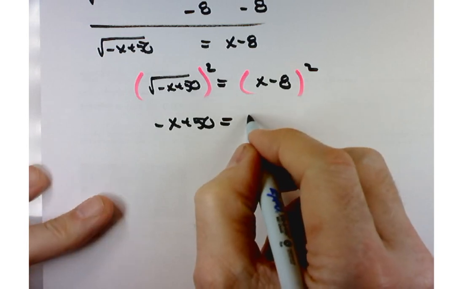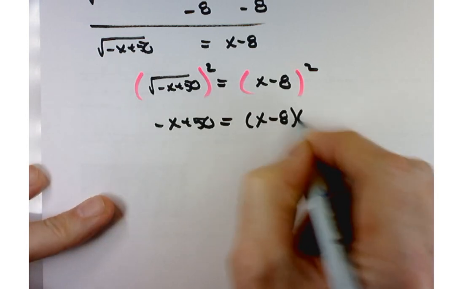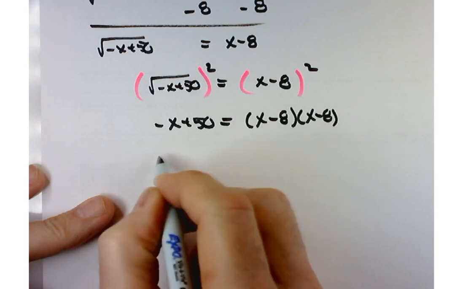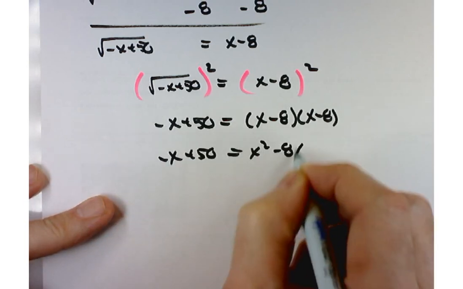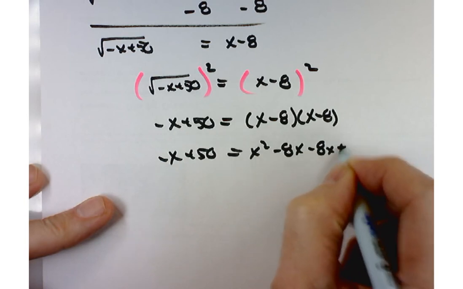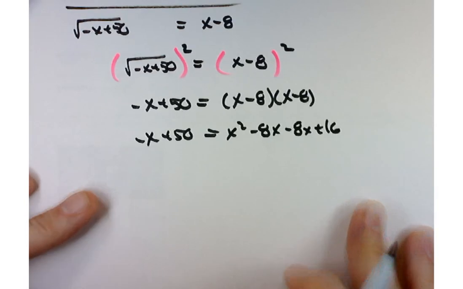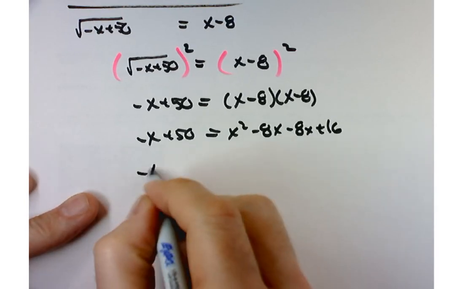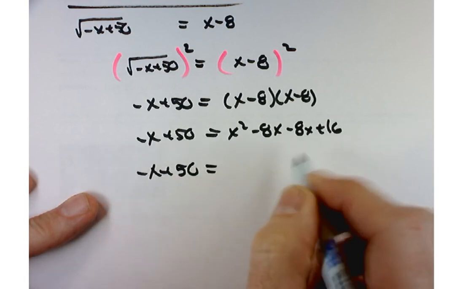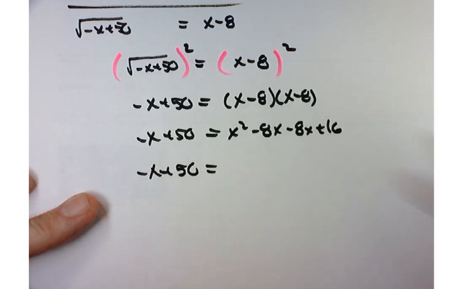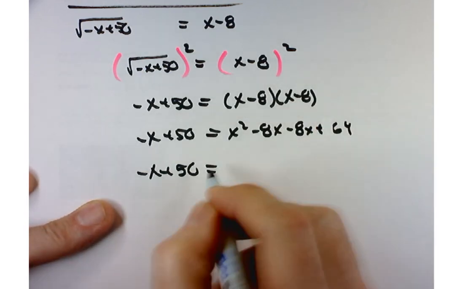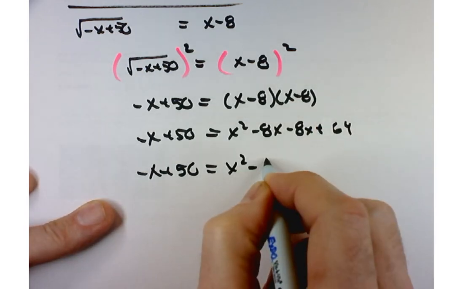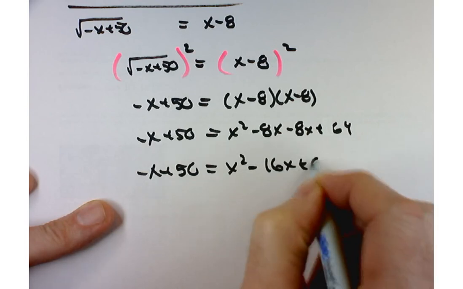On the right-hand side, well, you've got to FOIL this out. It's going to be x minus 8 times x minus 8. So x squared minus 8x again plus 16. Combining like terms, wouldn't that be 64? Pardon me, 64, yeah. Combining like terms, x squared minus 16x plus 64.